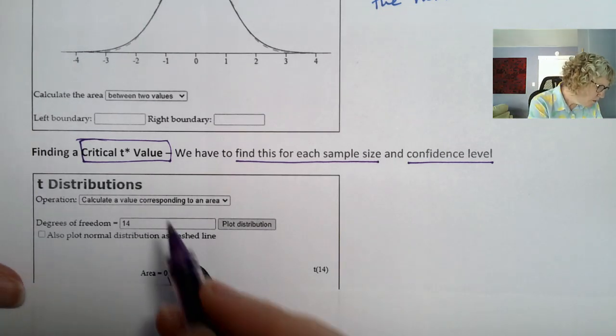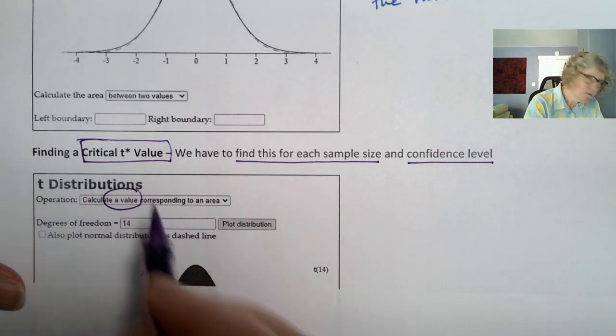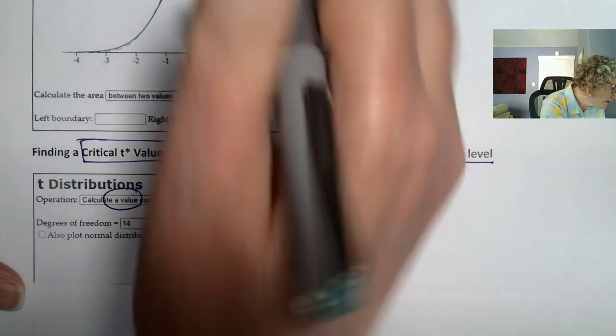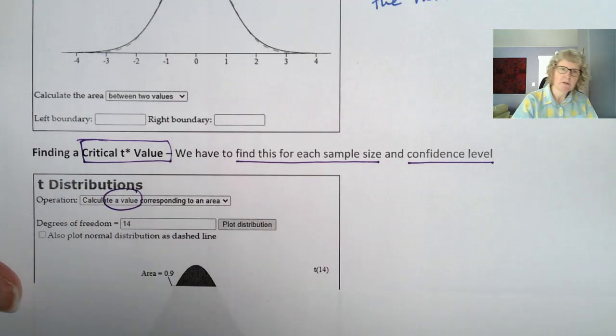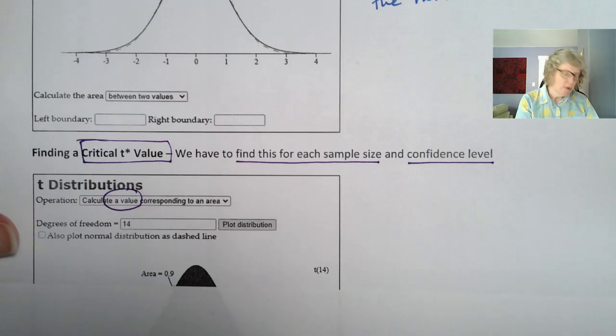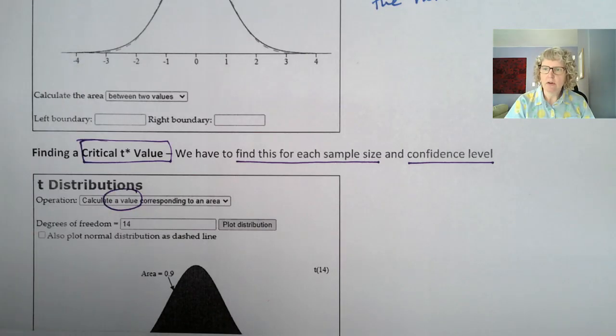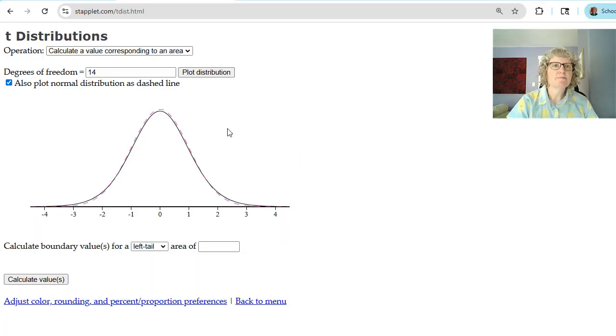Okay, so for that we're going to need to calculate a value. I'm just going to circle the area on the previous one. I forgot to do that. Okay, and we have 14, so let me show you how to do this, and then we'll go back to the screenshot. Okay, so I've got the top operation set to calculate a value. I put in my degrees of freedom. We don't really need this normal plot anymore. Then we always want to do central, right? Calculate boundary values for a central area.